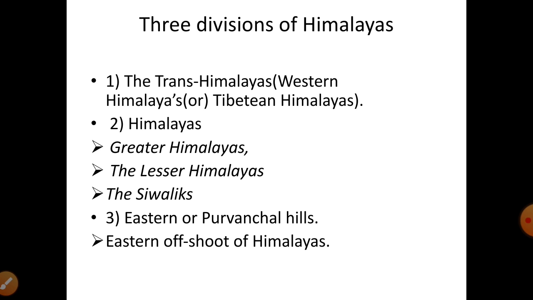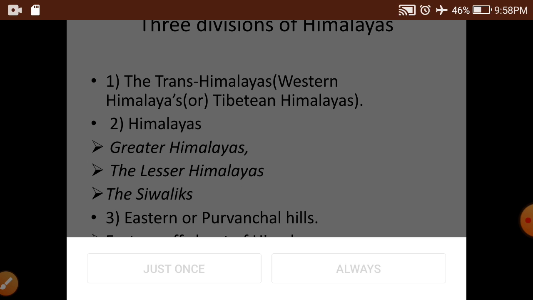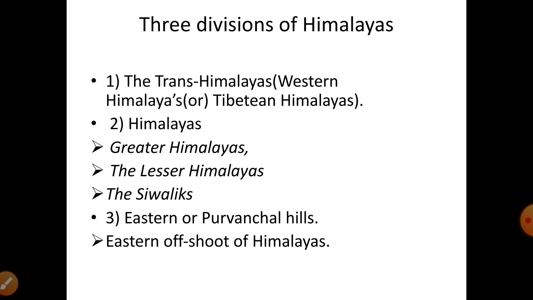Next, the Himalayas. It constitutes the core part, that is the central part, of the northern mountains. It is a young fold mountain. It consists of many ranges. The main divisions of the Himalayas are the Greater Himalayas, the Lesser Himalayas and the Sivaliks. The Greater Himalayas is also called the Himadri. It receives lesser rainfall. And the Lesser Himalayas is the middle range of the Himalayas.